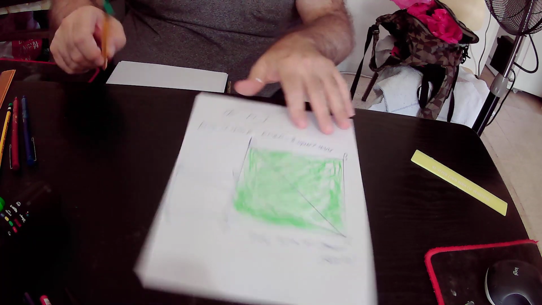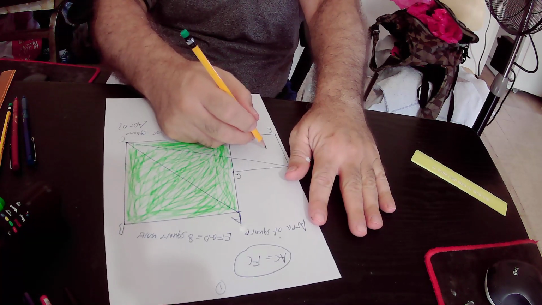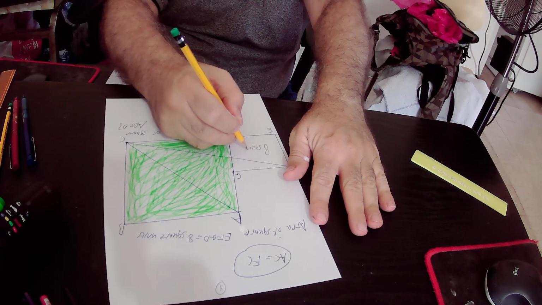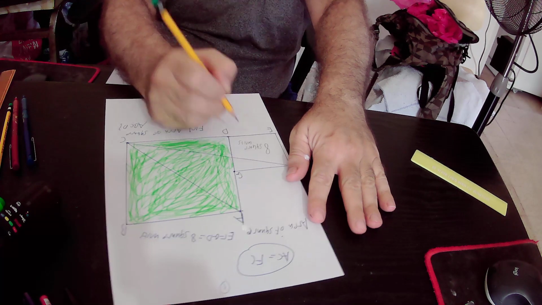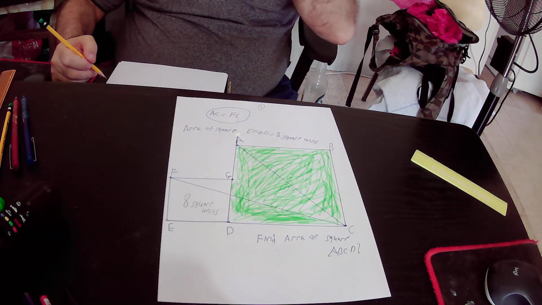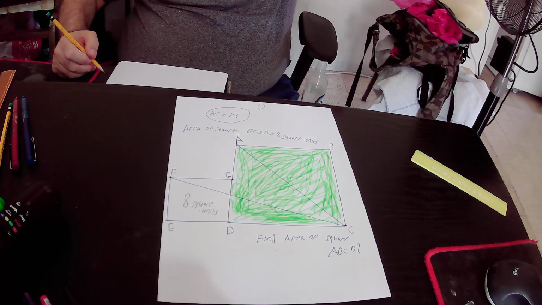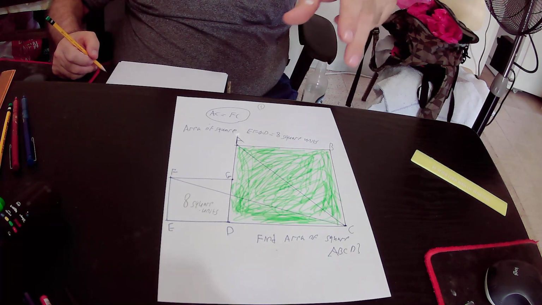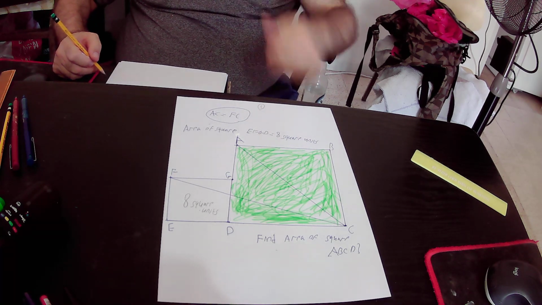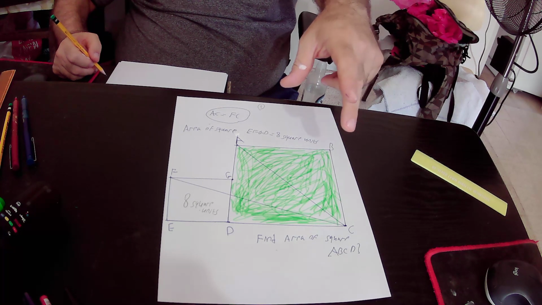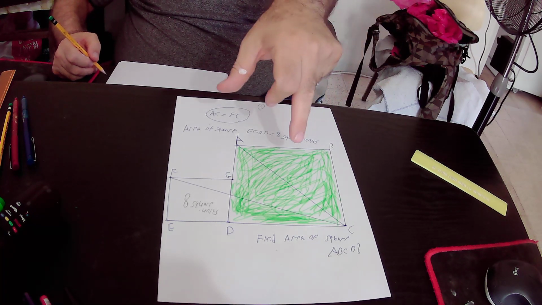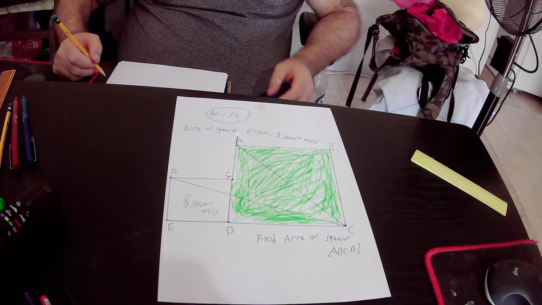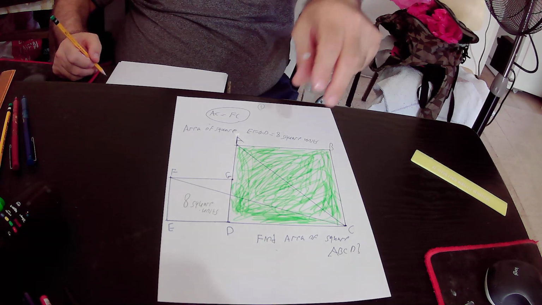So the area of the small square equals 8 square units. And we also know that AC equals FC, or the diagonal AC equals FC, and we want to find out the area of the green square ABCD.